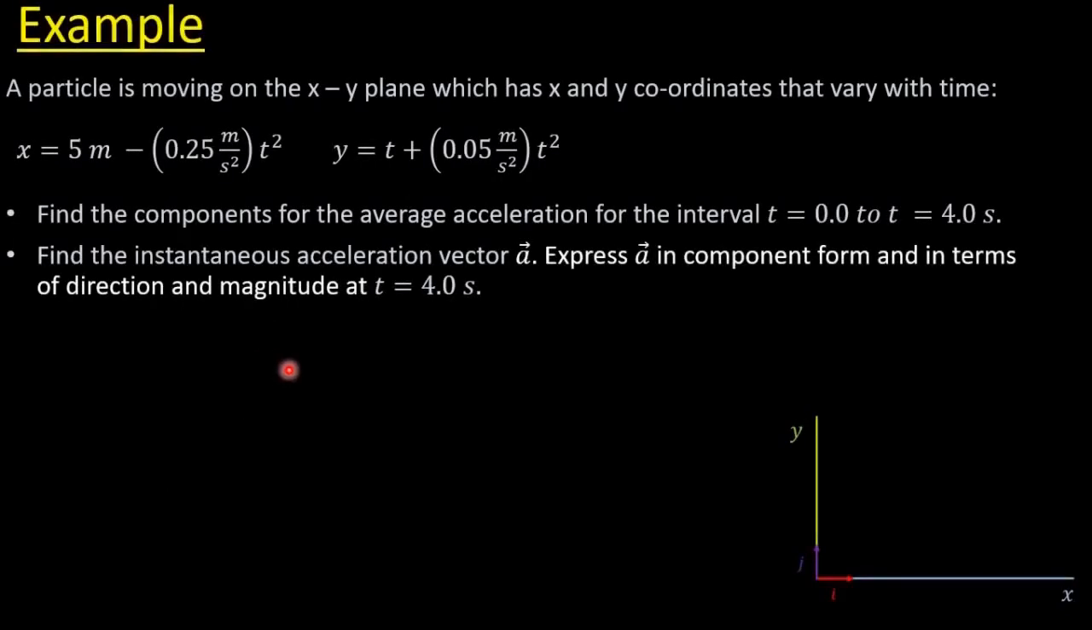So let's have a look at another example. A particle is moving on the xy plane which has x and y coordinates that vary with time according to x equals 5 meters minus 0.25 meters per second squared times t squared, and y equals t plus 0.05 meters per second squared times t squared. Find the components for the average acceleration for the time interval t equals 0 seconds to time t equals 4 seconds. Find the instantaneous acceleration vector a and express a in component form and in terms of the direction and magnitude at time t equals 4 seconds.